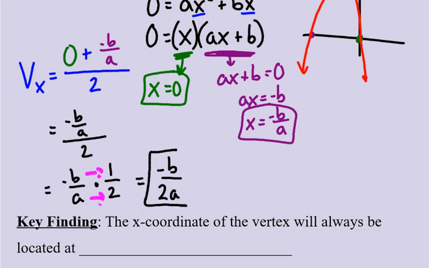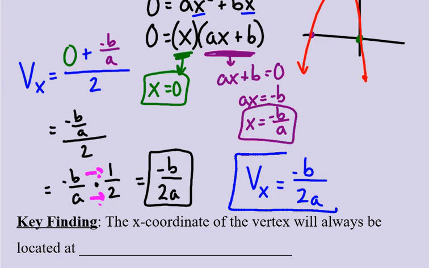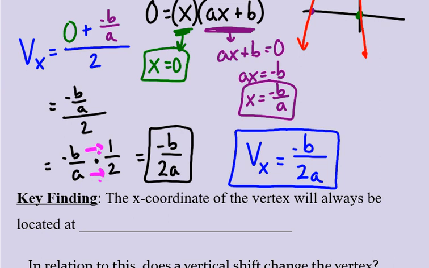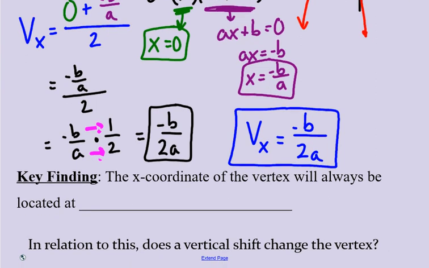And that's the key finding, is the vertex's x-coordinate will actually always be located at negative b divided by 2a, and we just derived that. You're going to spend a lot of time in higher math classes deriving formulas. We just derived one of our first formulas. We just proved that the vertex's x-coordinate will always be at negative b over 2a. We did it for ones that had x-intercepts, and then we're going to use Desmos to show that it actually is true even if it doesn't have any x-intercepts.